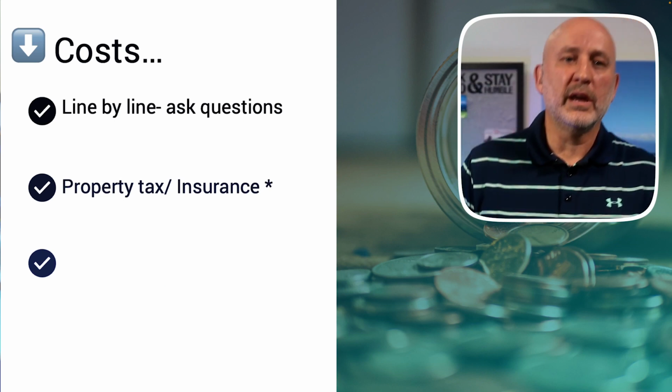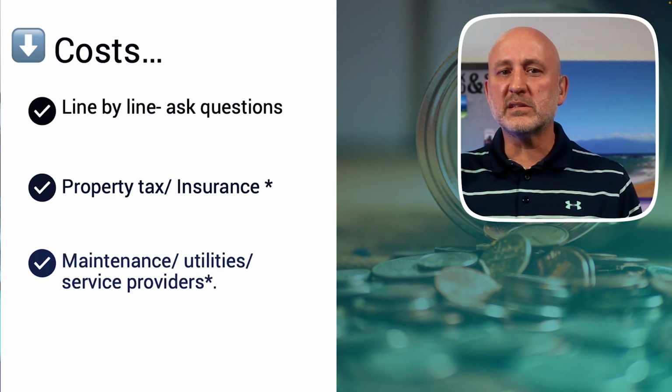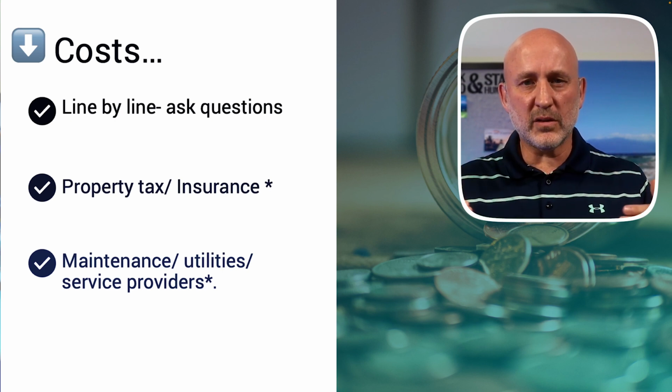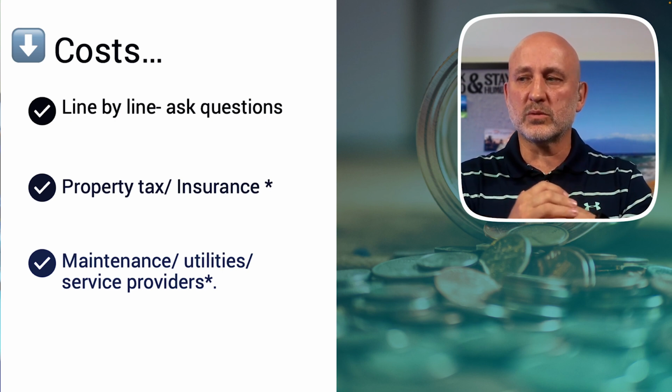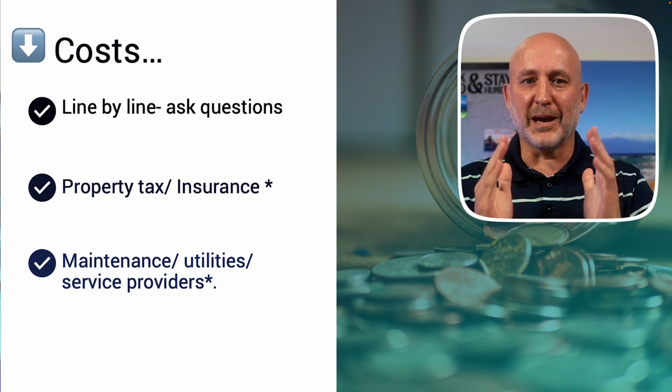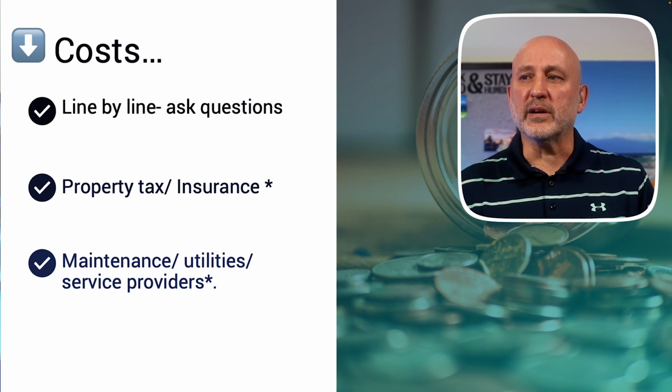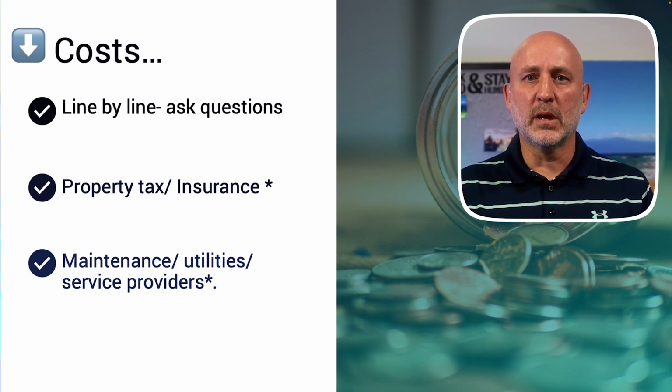Okay, so here's the next one: maintenance, utility, service providers. Tighten down on the maintenance. Don't cut out maintenance, just tighten down on it. Utilities, go back to your utility providers. Are there other options out in the marketplace? Service providers. There was one time when I was with one of my property managers. Things were getting really, really tight.